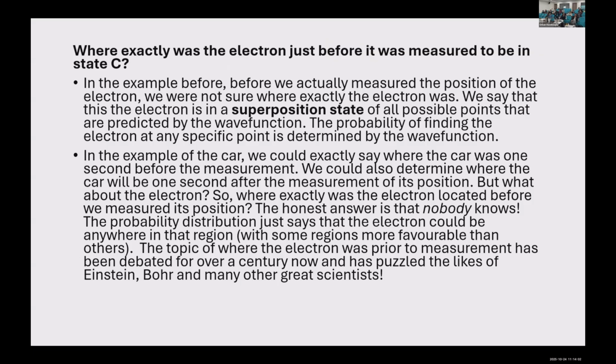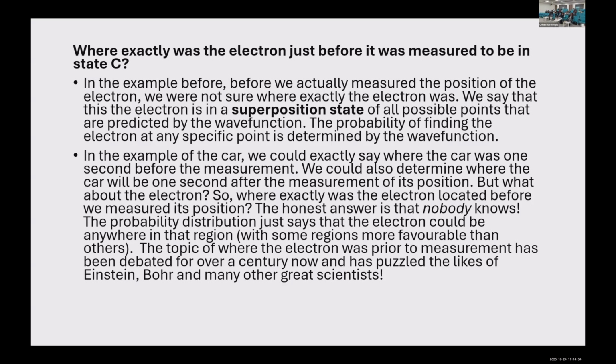So let me go into that. Where exactly was the electron just before it was measured to be in state C? In the example, before we actually measured the position of the electron, we were not sure where exactly the electron was, right? We say that this electron is in a superposition state of all possible points that are predicted by the wave function. The probability of finding the electron at any specific point is determined by the wave function.